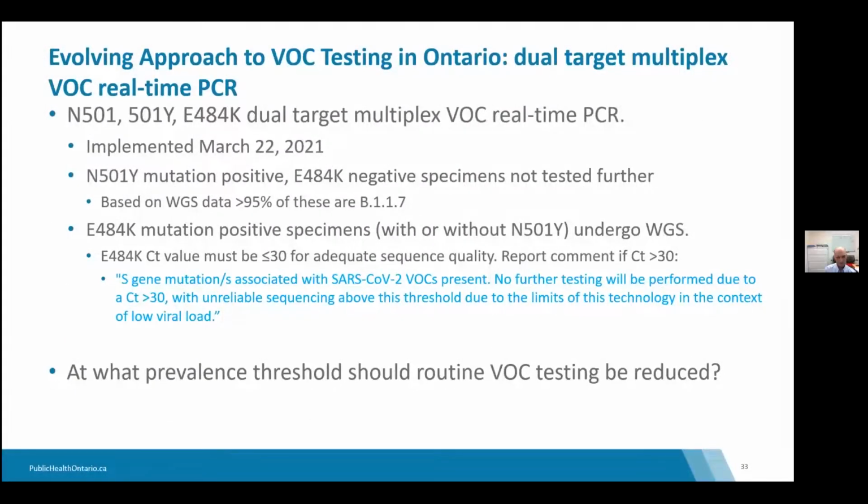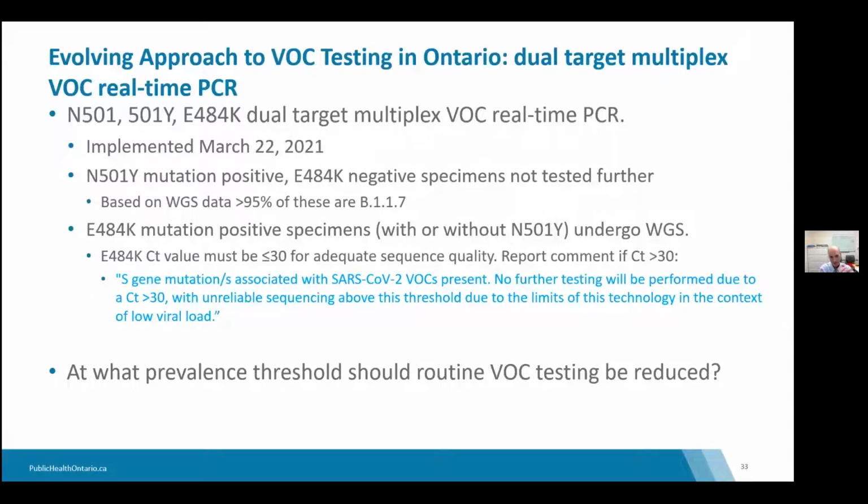So on March 22nd, we then moved to another real-time PCR assay. What we did was, with the rise in the 501Y mutation and the importance to have rapid screening for the P1 and B1351, we've added a second target to the real-time assay for that other mutation that we've been talking about, the E484K. So now when samples are screened, if they're just 501Y positive, using the historical data we have that we continue to monitor, it's over 95% of specimens that have 501Y present but do not have the E484K mutation, they will be B117.